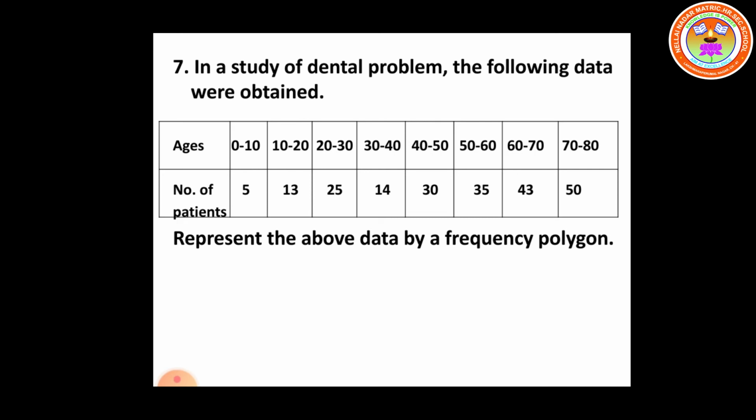Next class interval 40 to 50, so the midpoint is 45. Next class interval 50 to 60, so the midpoint is 55. Next class interval 60 to 70, so the midpoint is 65. Next class interval 70 to 80, so the midpoint is 75. Now first we have to draw the x-axis.